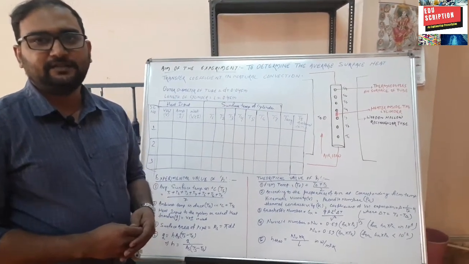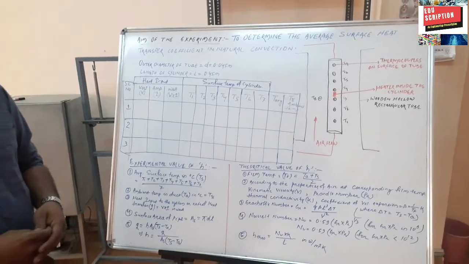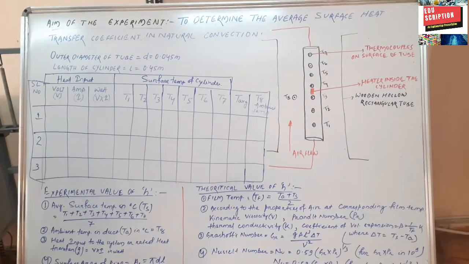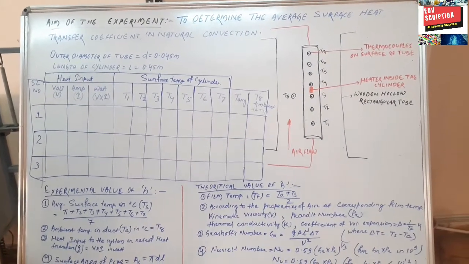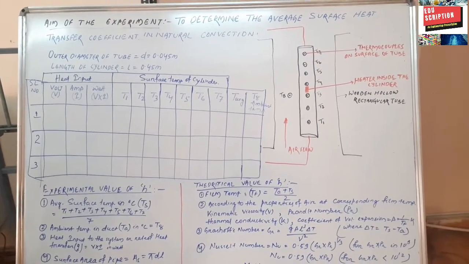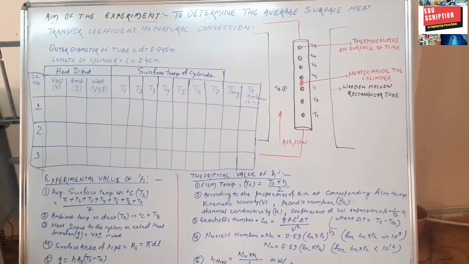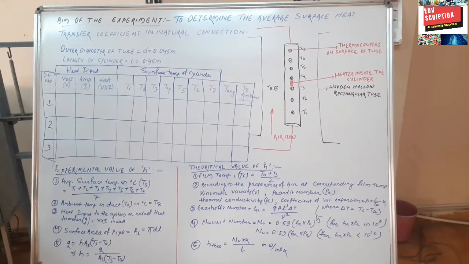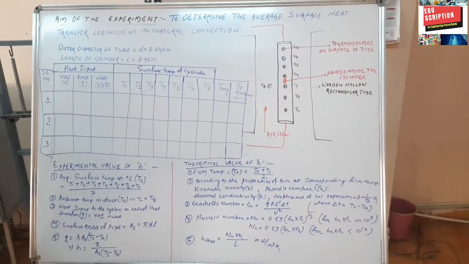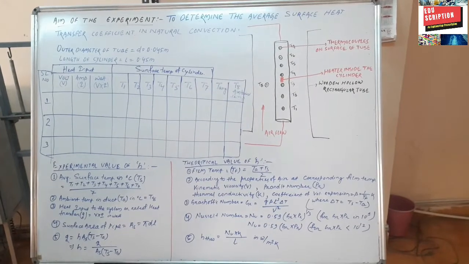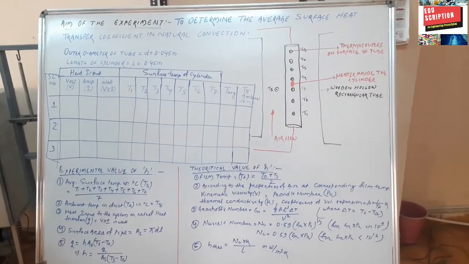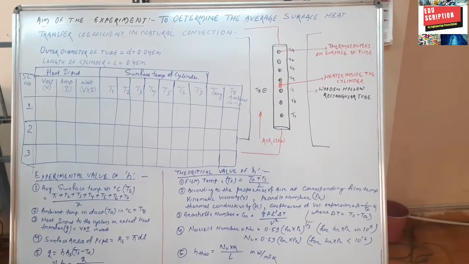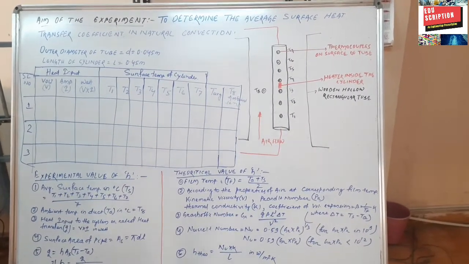Convection may be of two types, one is natural convection and the other is forced convection, but here we are going to discuss the natural convection mode of heat transfer. So what is the natural convection mode of heat transfer? It is the convection mode of heat transfer that occurs due to the influence of gravity only, without any sort of external agent. That is known as the natural convection mode of heat transfer.